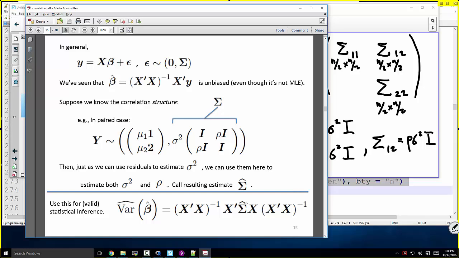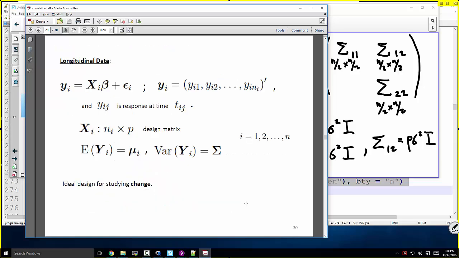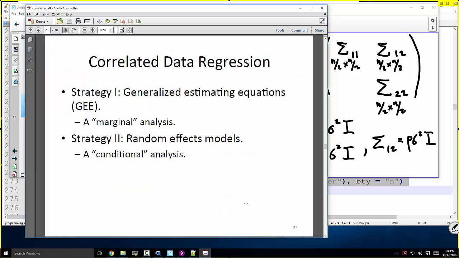Okay, we're out of time. Let me show you where we're going. The main thing I'm going to focus on for us, we'll spend a fair amount of time here. There are two methods that are commonly used to do regression with correlated data. One is called generalized estimating equations. That's a marginal analysis. I'll tell you more about what I mean by that. And the other is random effects models. Those are called conditional models. Both of them are valid. They're slightly different interpretations of the results. I will prefer GEE for reasons that we'll discuss.